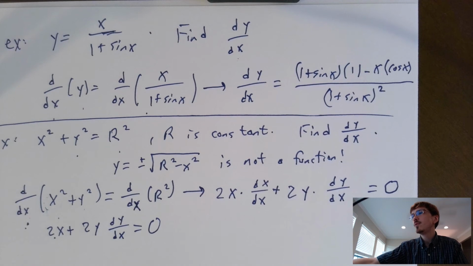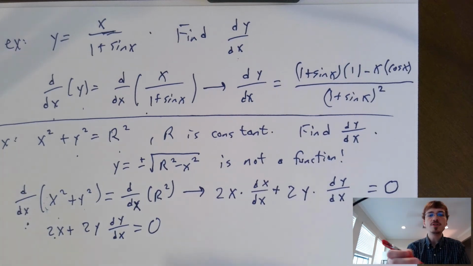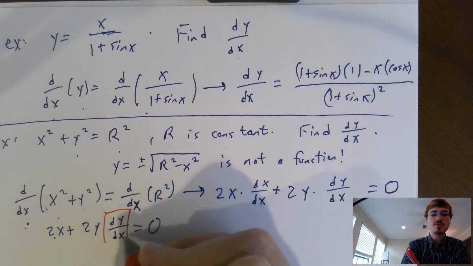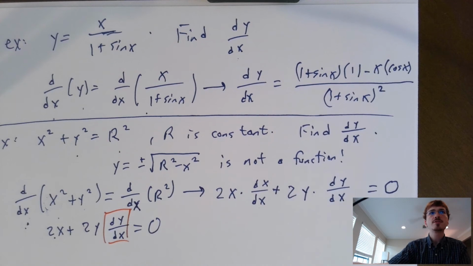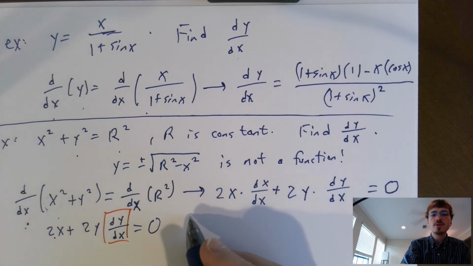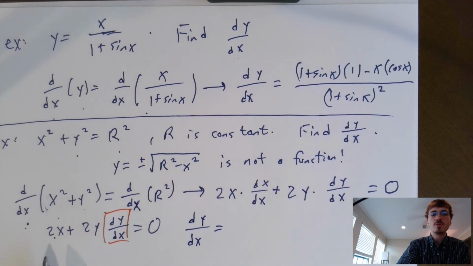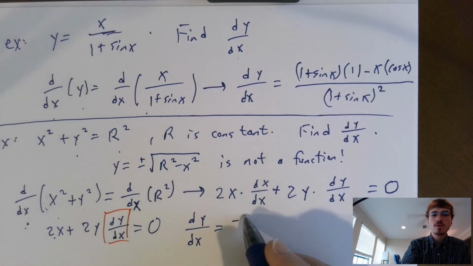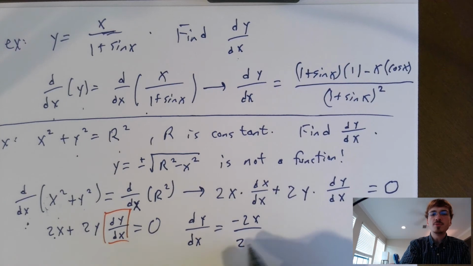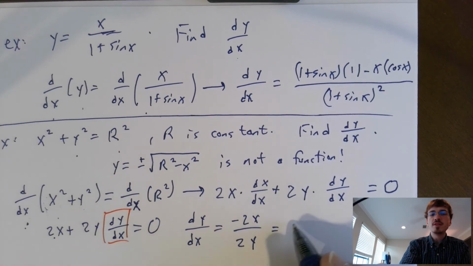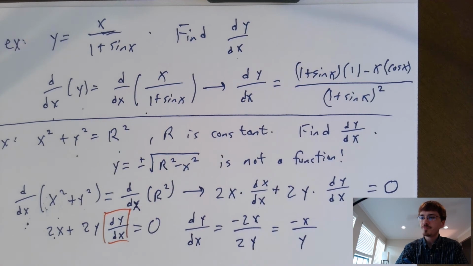And now, we can treat this like an algebraic equation. And we can solve for dy/dx. We first subtract 2x, and then we divide by 2y. And then dividing the 2's, we get negative x divided by y. And that's kind of cool.